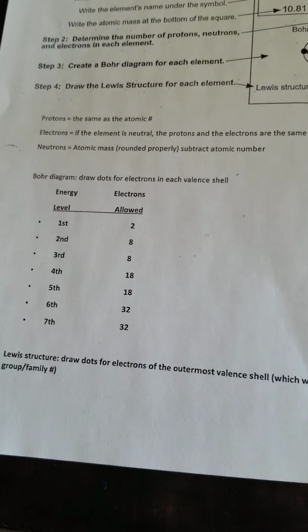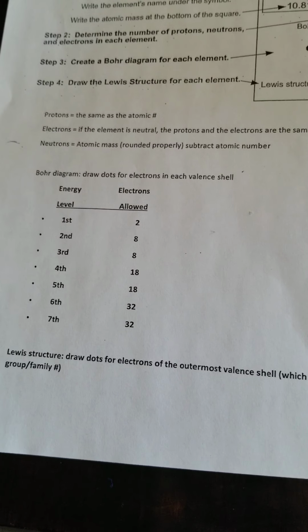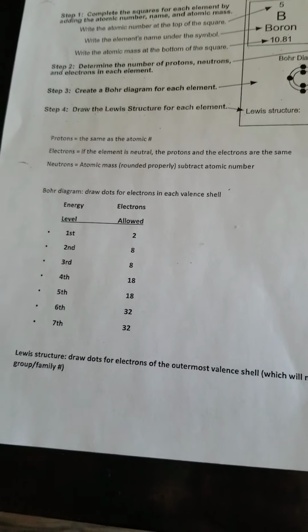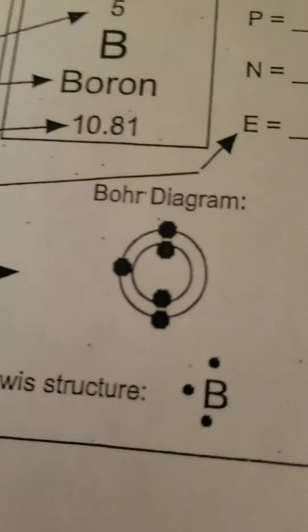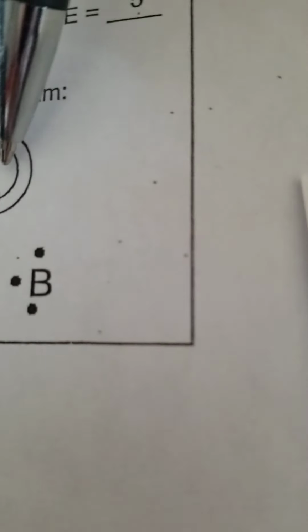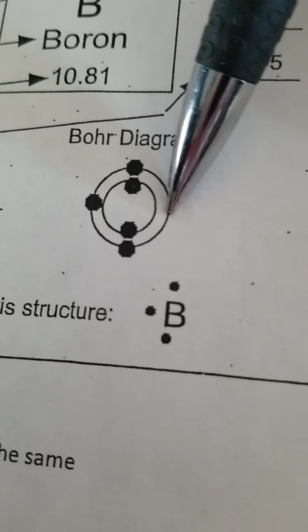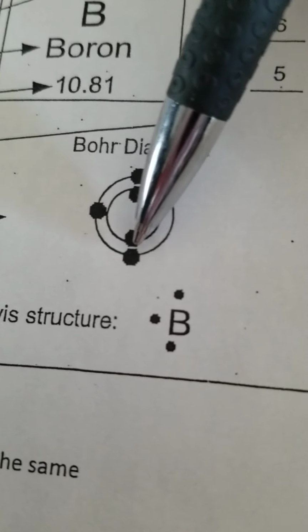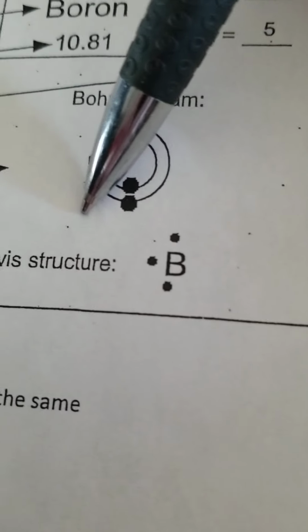Okay, now we're going to look at step 3 and 4, create a Bohr diagram and a Lewis dot structure. So the first thing we need to discuss is what valence electrons and valence shells are. If we look at this example right here, each one of these circles, these rings, is a valence shell. Now, these dots are electrons that are drawn on the shells, and the ones in the outermost ring are called valence electrons.